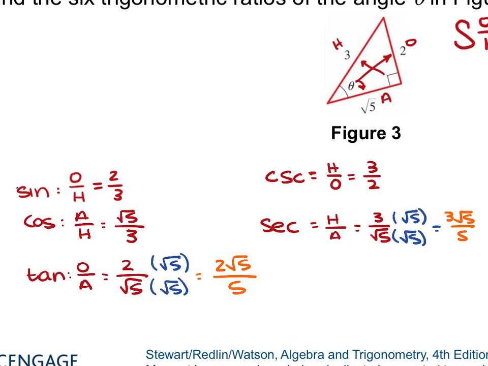And lastly, we work with cotangent, which is the reciprocal of tangent. So instead of it being opposite over adjacent, it's adjacent over opposite. Our adjacent is the square root of 5. Our opposite is 2.